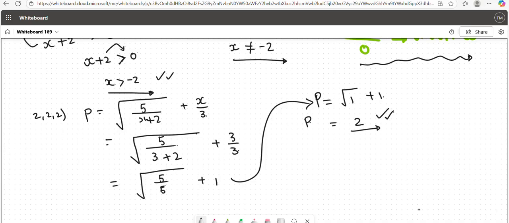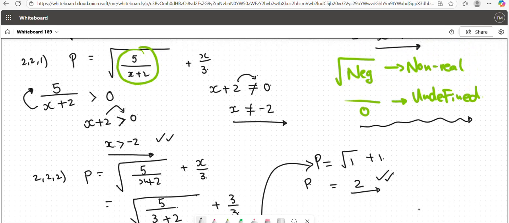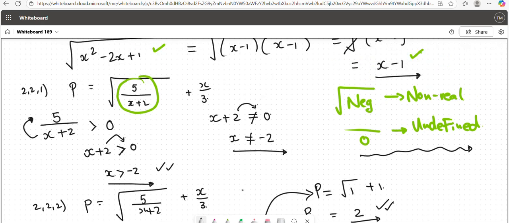All right, any questions about this though? I think what you needed to remember though is these parts here, these things that you learned. I think you learned these in grade 10. To say non-real is when you're square rooting a negative, undefined is when you're dividing by 0.